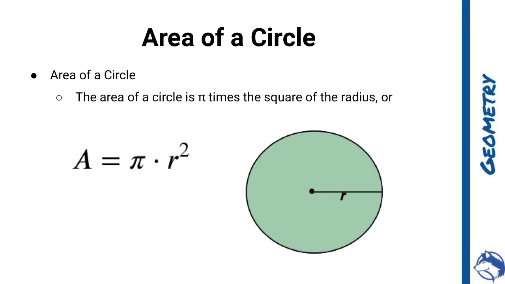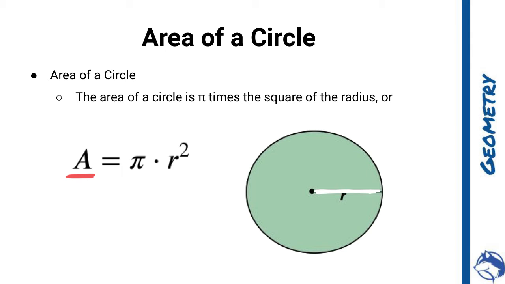So, starting with the area of the circle. Area of the circle is pi r squared. So what we're doing is we're taking that radius and we are squaring it and multiplying it by pi. And that's how we get the area of our circle.